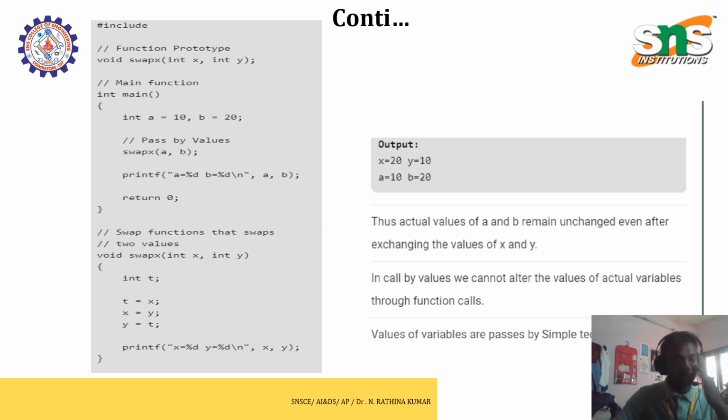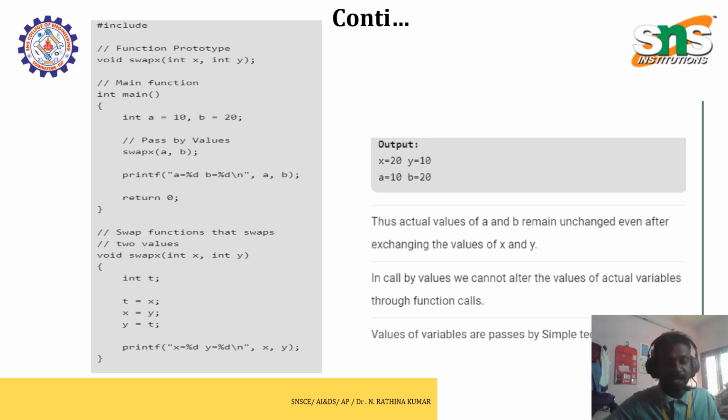Here we are going to see one simple program for call by value, which is a swapping program. See this program. Let us start with the header file. Below that there is a function prototype. The function name is swapx. Inside swapx, we created two parameters, x and y, both integers. Next, inside the main function, we declared two variables, a and b, and assigned some values: for example, 10 is assigned to a, 20 is assigned to b.